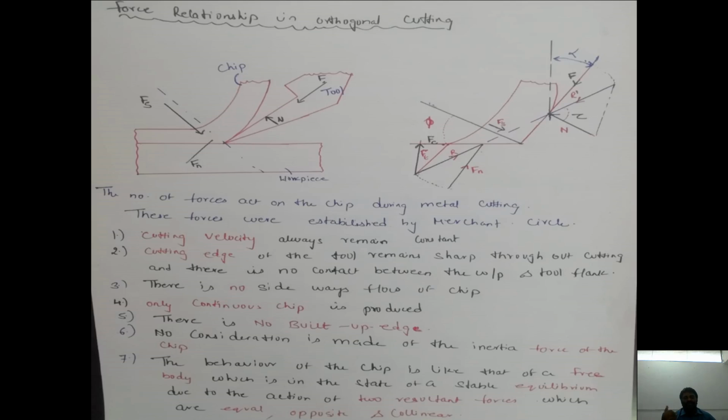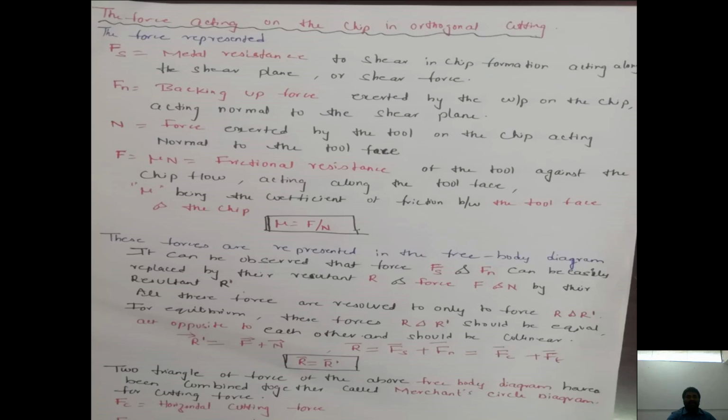Okay. When this takes place, there will be a free body diagram in a stable state, which means there will be the action of two resultant forces. From the diagram, we know that R and R dash are the resultant forces, which are equal, opposite and collinear. When this takes place, we are converting to R, the force acting on the chip in orthogonal cutting.